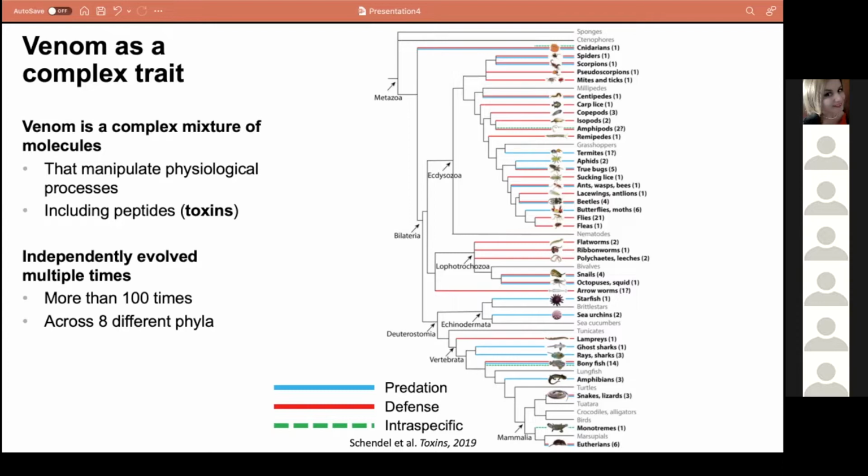One of the most striking observations we have on venom evolution is the convergence we see. So this review by Schendel, Jenner, and Undheim shows that venom has evolved convergently more than 100 times across 8 different phyla. And one of the earliest, or likely the earliest diverging animal that evolved venom was the cnidarian.